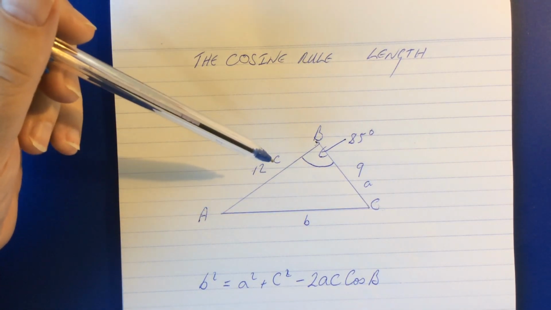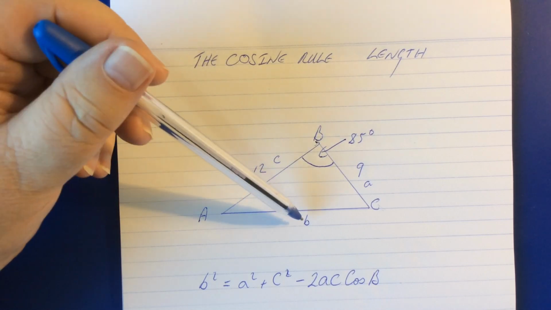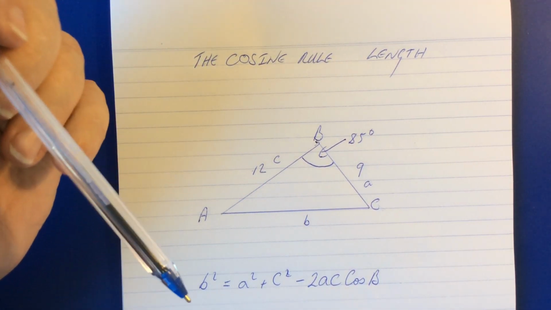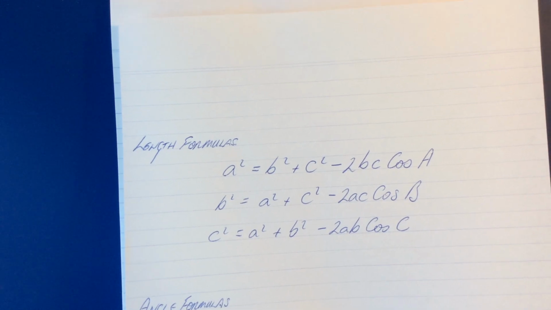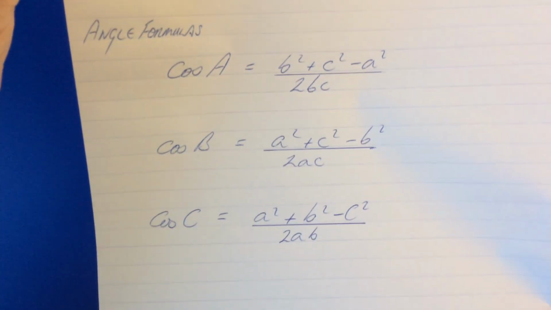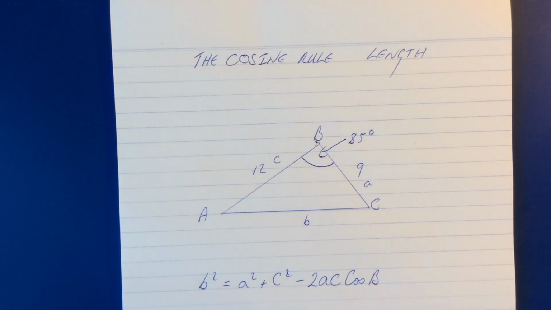Now, what are we looking for? Well, we're looking for B. So we have to pick our formula. There are 6 formulas to pick from when it comes to the cosine rule. There are 3 for length and 3 for angles. I'll show this in more detail at the end of this video, and you can take a screenshot of it if you need to copy these down.